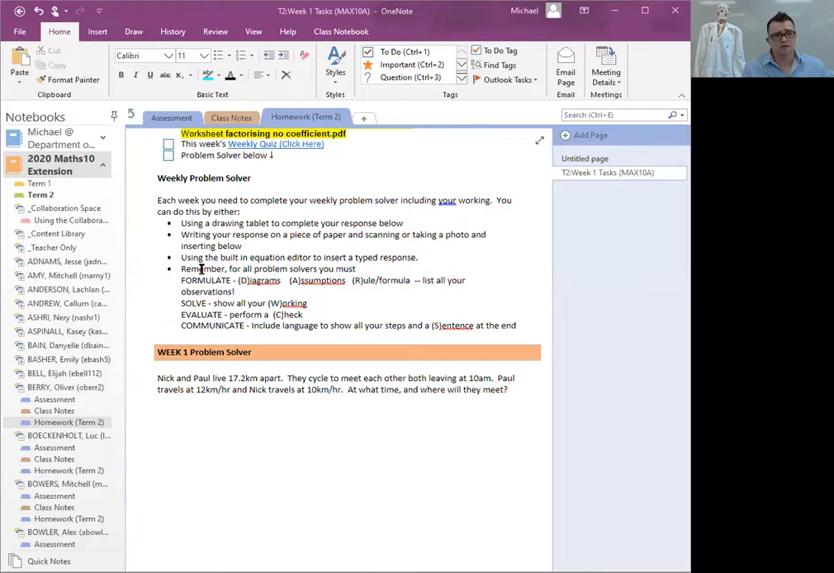So you're using any diagrams, writing your assumptions, your rule, your formulas, any observations. So pulling out r equals this, y equals that, whatever you have. Evaluate: you're doing a check. And then you communicate. So make sure you're using units, writing sentences at the end, explaining, justifying.